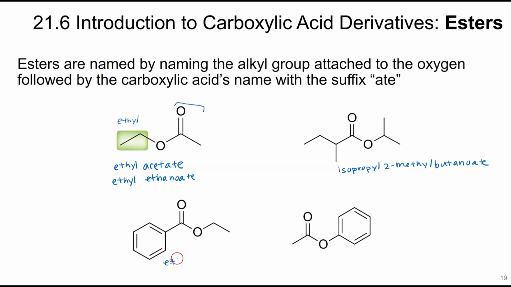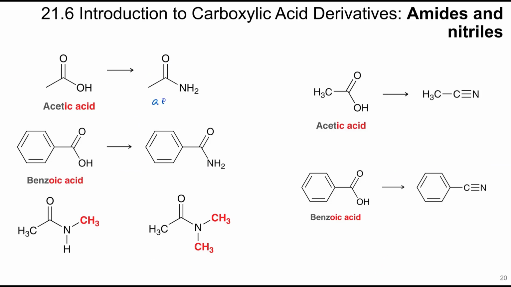This one is ethyl benzoate. And this one here, the phenyl group is on the oxygen, so this is a phenyl. This becomes phenyl acetate or phenylethanoate. So we named these earlier. This is the acetamide, benzamide.